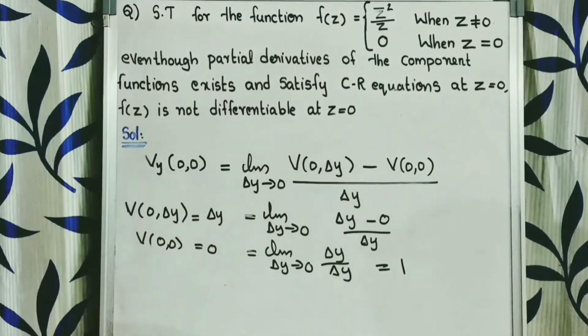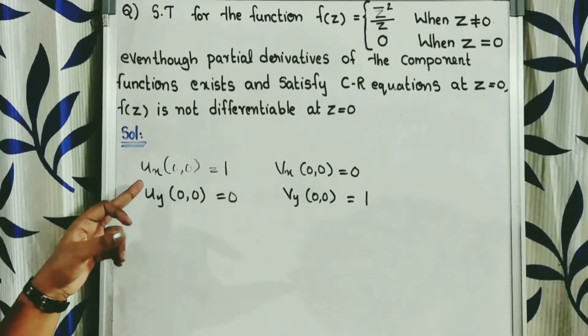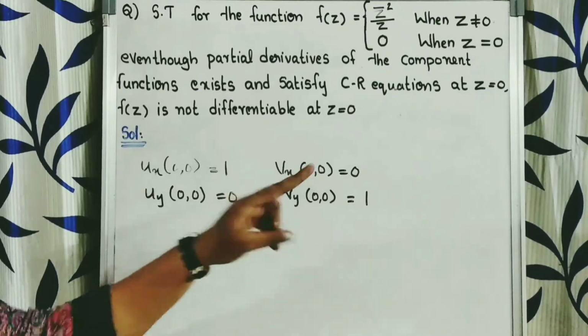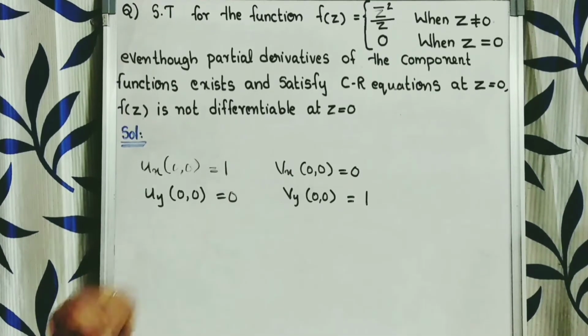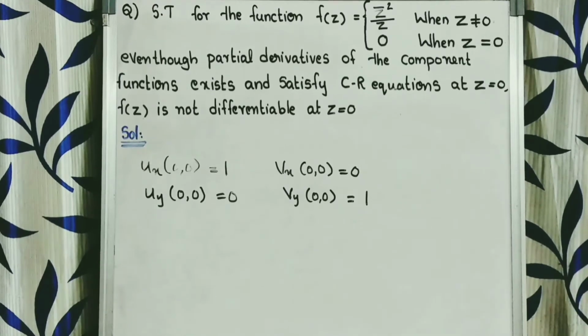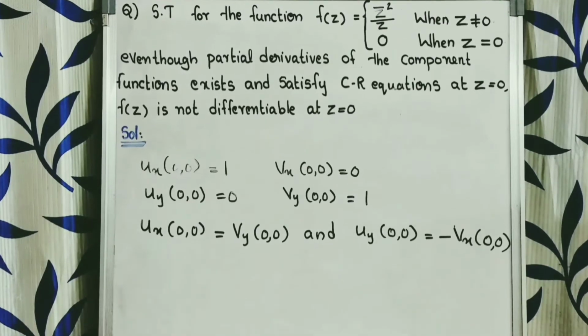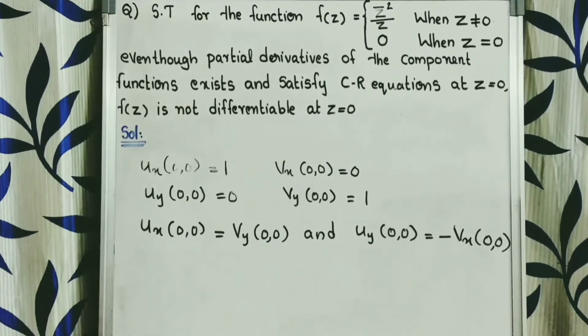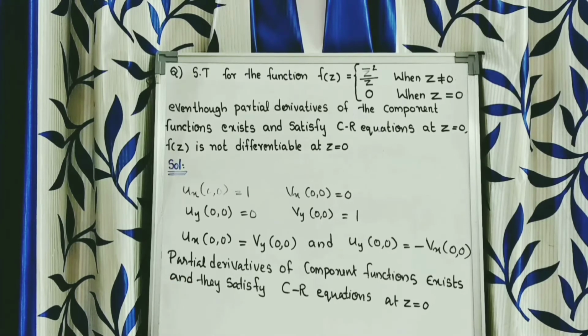Okay, the answer is Vy of (0, 0) is equal to 1. Now we get Ux of (0, 0) is equal to 1, Vx of (0, 0) is equal to 0, Uy of (0, 0) is equal to 0, Vy of (0, 0) is equal to 1. Here Ux of (0, 0) is equal to Vy of (0, 0) and Uy of (0, 0) is equal to minus Vx of (0, 0). That means the partial derivatives of the component functions exist and they satisfy the CR equations at z equal to 0.